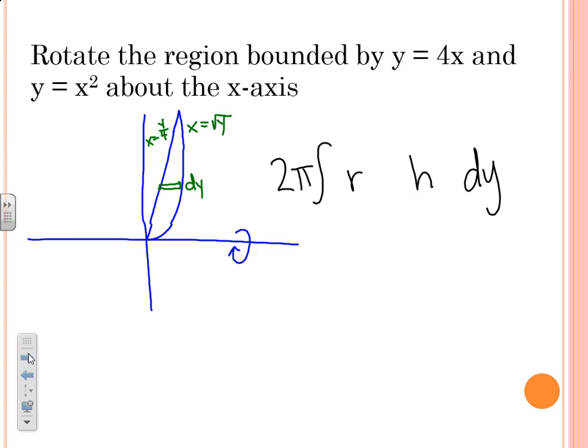Our radius will always be how far away our rectangles are from the axis of rotation. Now, in terms of y, what is our radius? y. And then the height of our shells this time will be right minus left. So our right function is radical y, and our left function is y over 4.